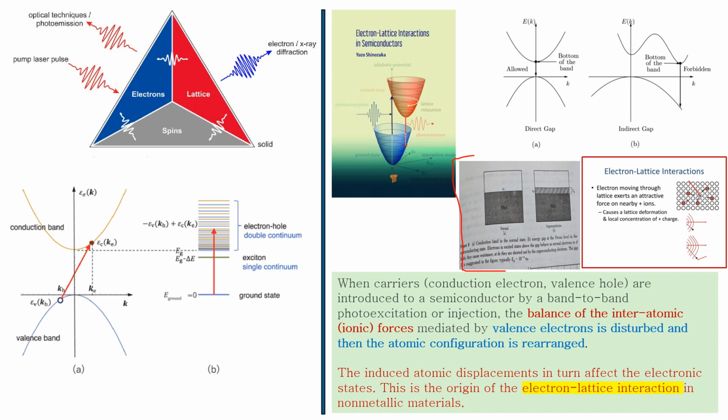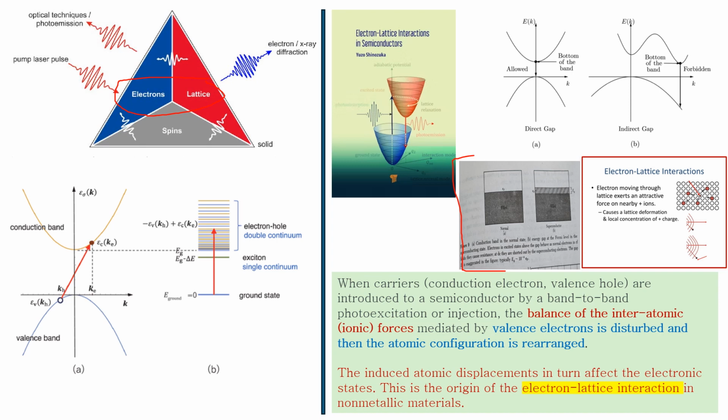The balance of interatomic force, meaning ionic force mediated by the valence electrons, is disturbed when the atomic configuration is rearranged. That means the induced atomic displacements in turn affect the electronic states. This is the origin of the electron-lattice interactions in metallic materials. So in the following graph we can see the relations between the electron-lattice interactions, in order to understand the interatomic force, the interatomic force through ionic mediated valence electrons.